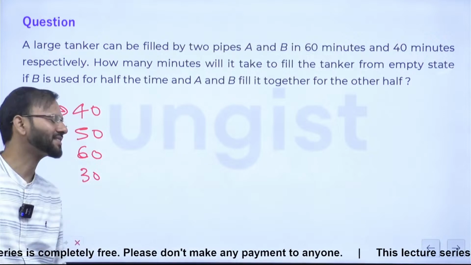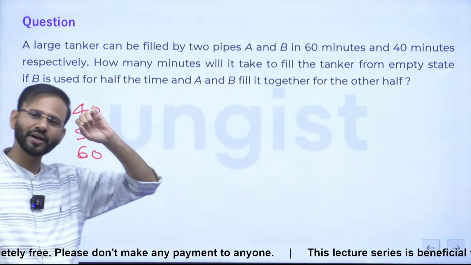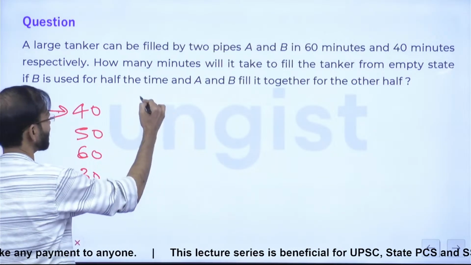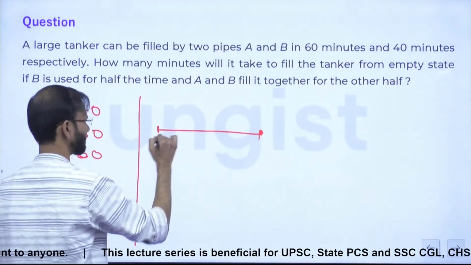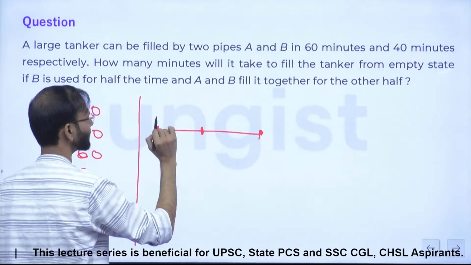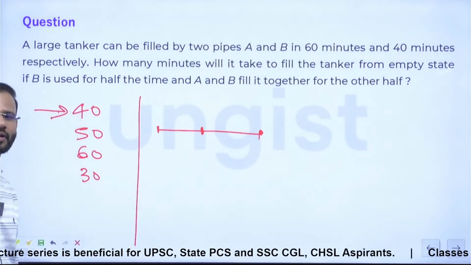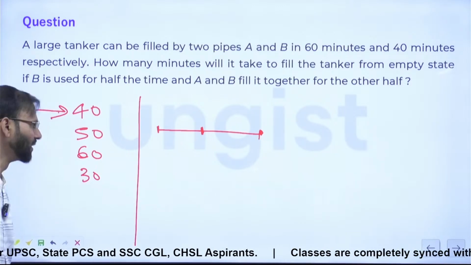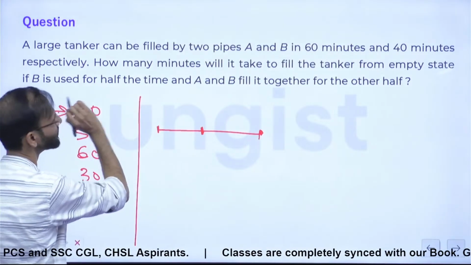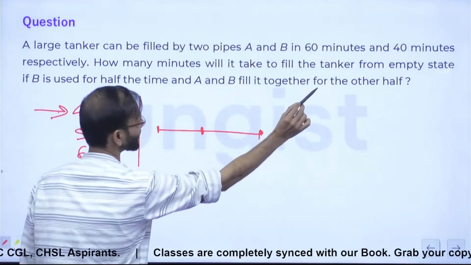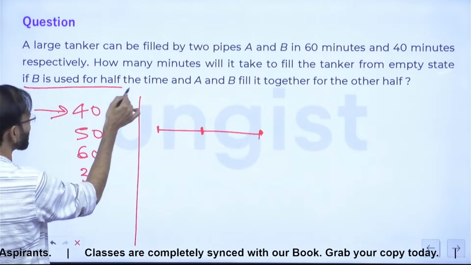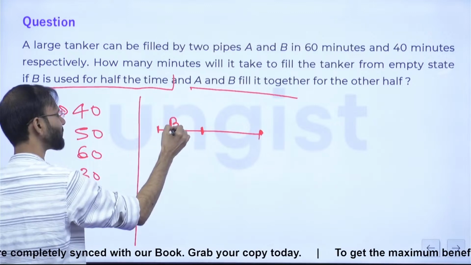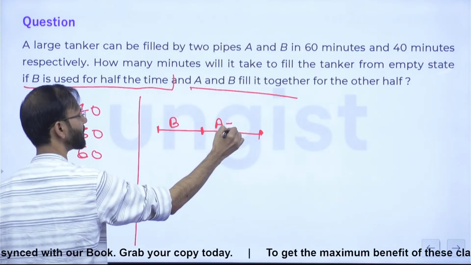Try to understand the question, guys. देखिए एक बात समझिए, जो एक्चुअली बोलने वाली बात है वो ये है कि here क्या लिखा हुआ है? Suppose that this is the total time. In first half, what is happening? Only B is working. लिखा हुआ है ना, देखिए क्या लिखा हुआ है. If B is used for half the time and A and B used for the other half, so in first half only B is working and for second half A and B both are working.